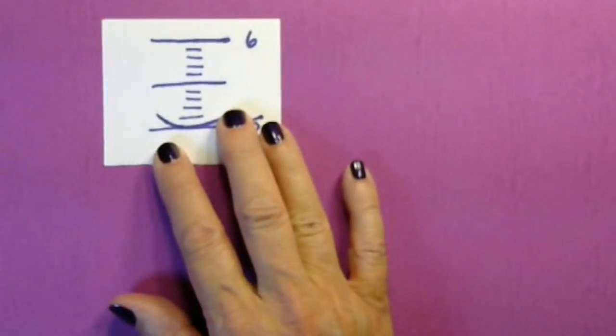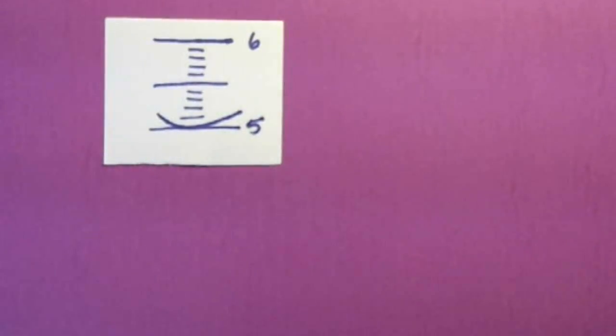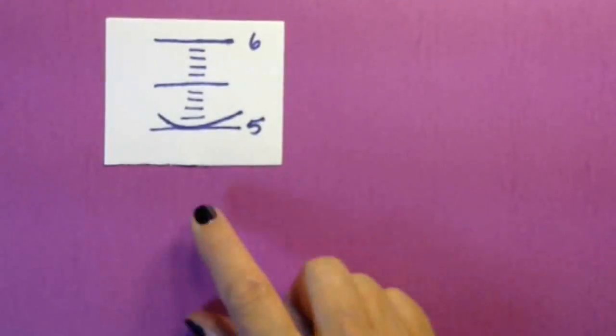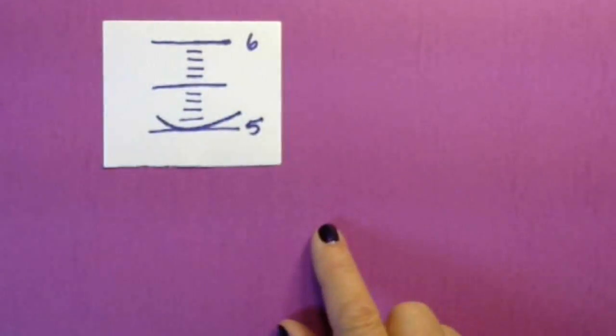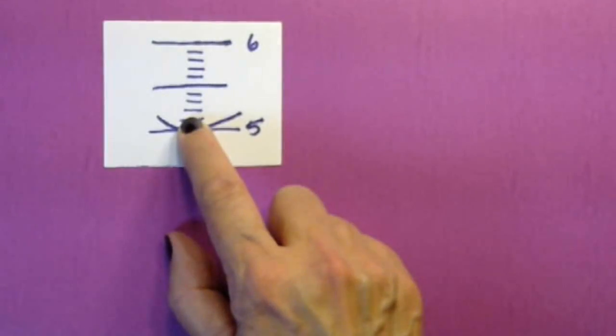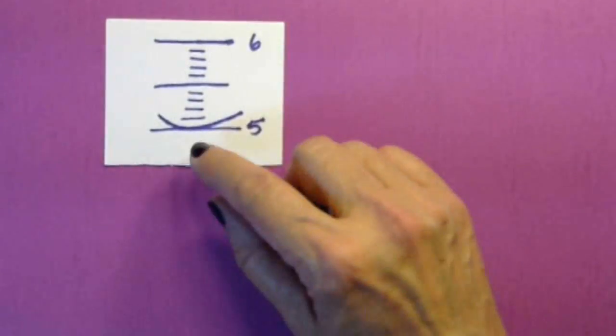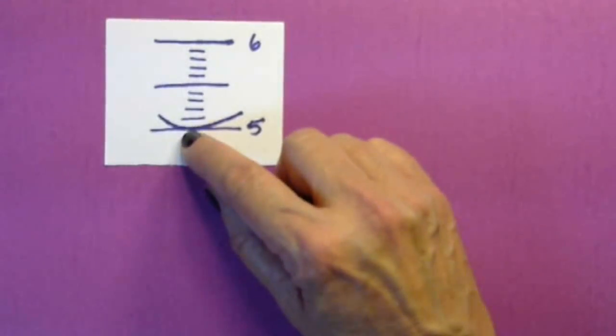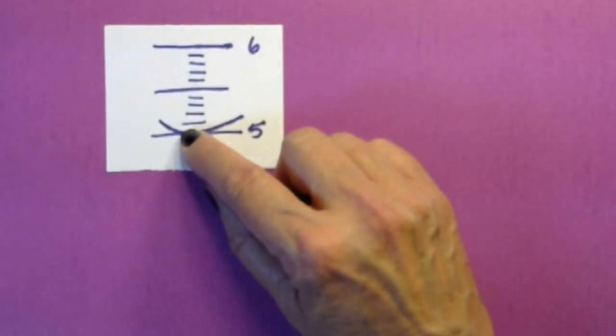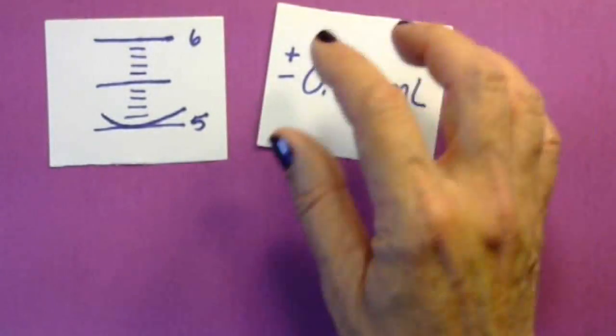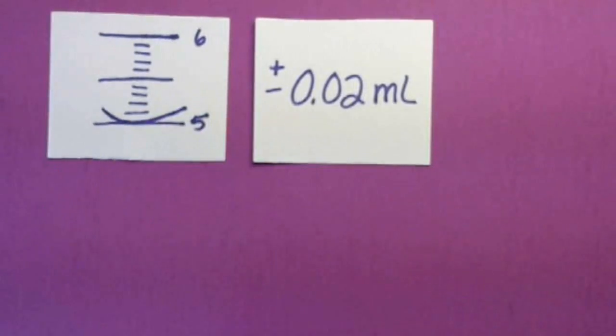Let's say you go to a graduated cylinder now, and it's a little more difficult to read than a balance. And you have a graduated cylinder that's something like this, that has a 5 here and 6 here, and these little lines. These would be milliliters. Each of these little lines represent a tenth of a milliliter. You can estimate between these lines. So a tenth of a milliliter divided by 5 gives you a plus or minus range of 0.02 milliliters.